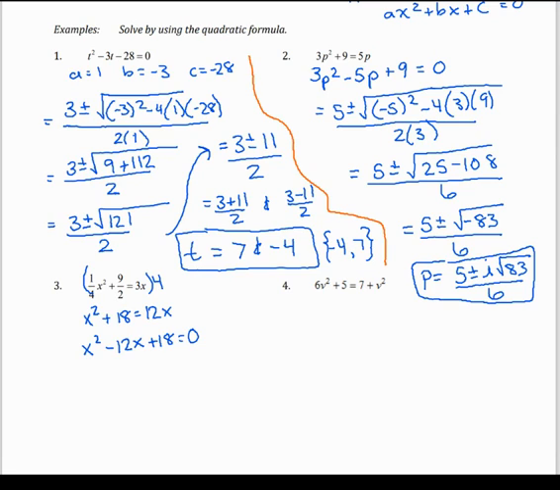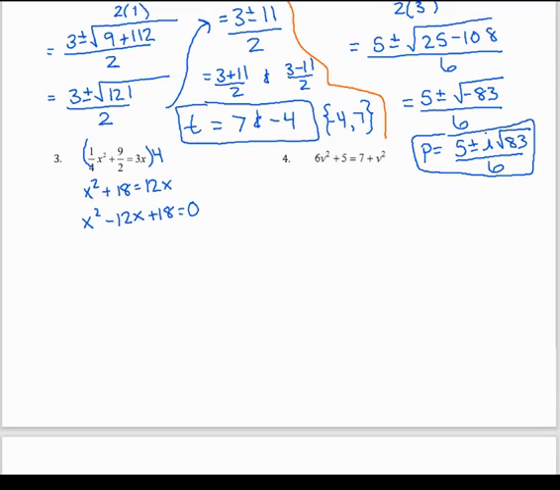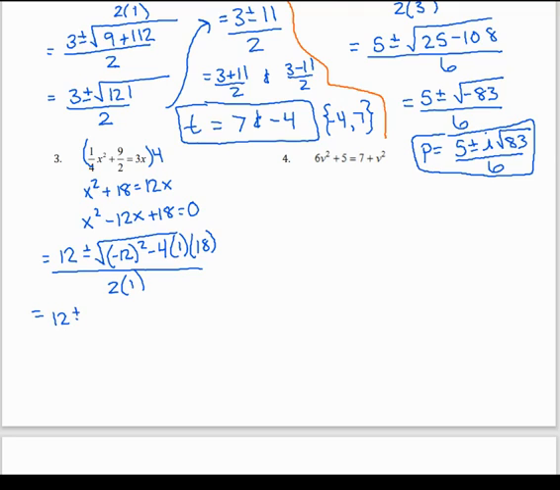From here, we will now use our quadratic formula. So negative b is positive 12 plus or minus the square root of b squared minus 4ac all over 2a. Continue with that. 12 plus or minus the square root of 144 minus 4 times 18 is 72, all over 2.